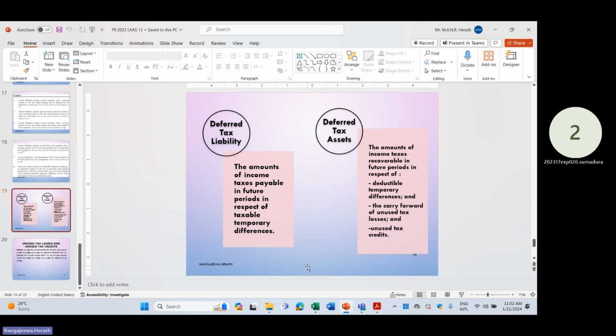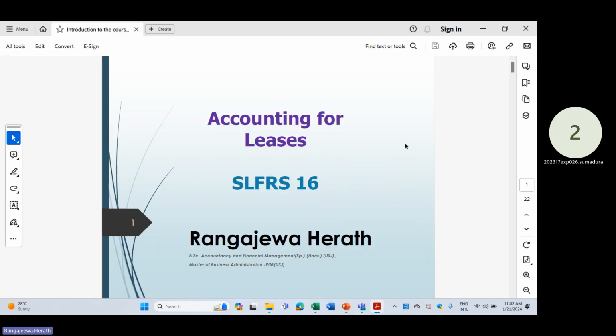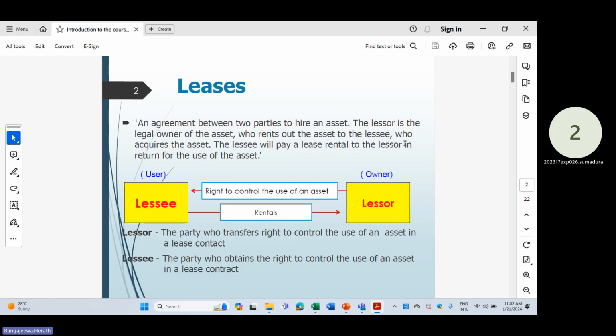Right. So with that, I am moving to the next topic, which is accounting for leases. Accounting for lease. I hope lease is something you have all heard, a familiar term, right? So what happens in a lease? It is an agreement between two parties to hire an asset.